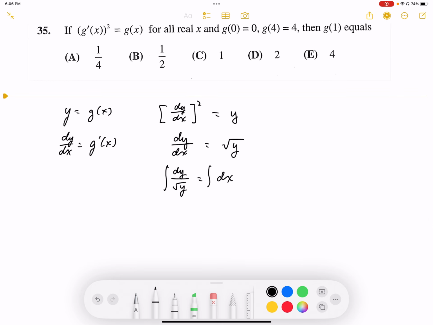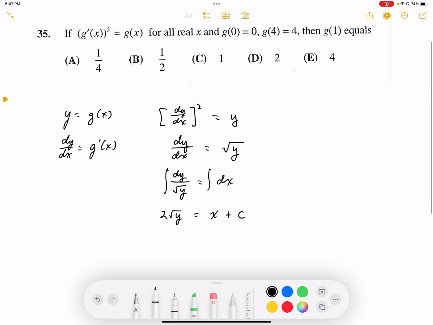The antiderivative of this works out to be 2 root y. So negative power 1/2 becomes positive 1/2. We divide by the power 1/2, which is times by 2. And then for x, we just get x plus c. So we need to solve for c. We can do that at any point. So we'll do that here.